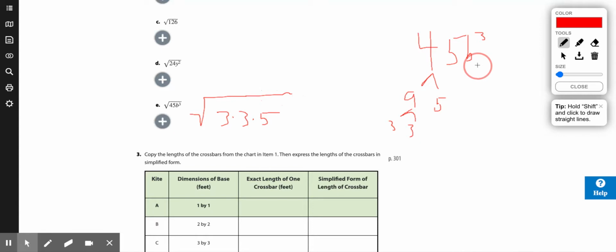Okay, let's break down b cubed. B cubed would be b times b squared, and b squared is b times b. So 3 times 3 times 5 times b times b times b.